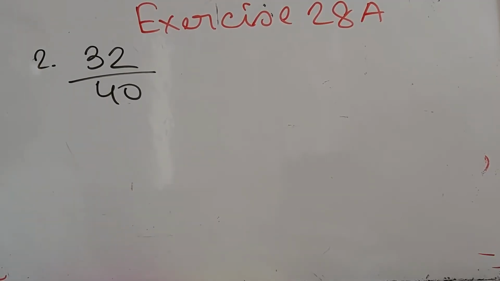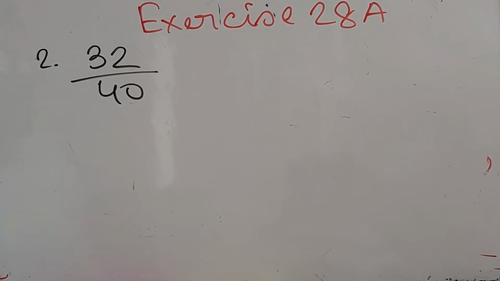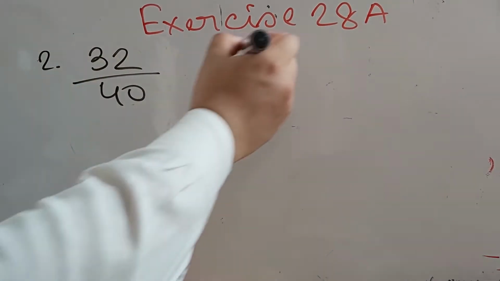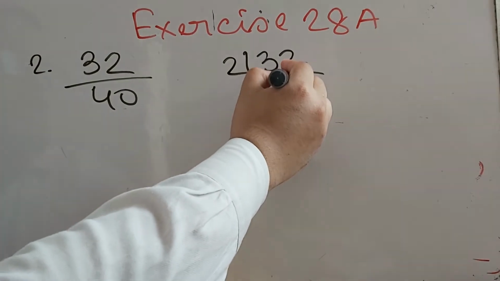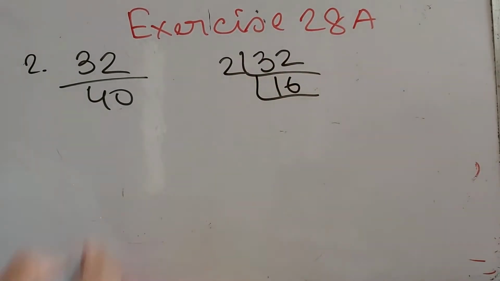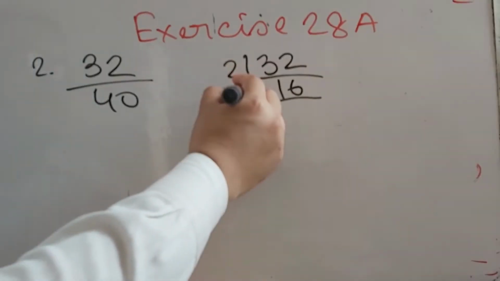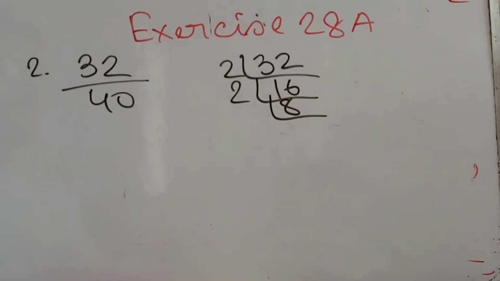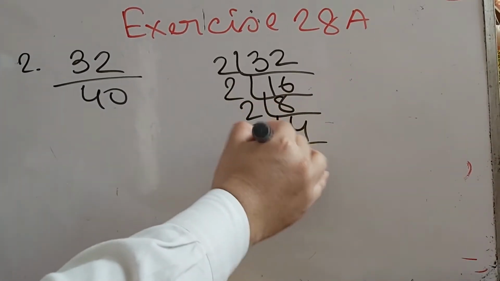So here your answer will be 3 by 4. Number 2, 32 by 40. Another easy way to find the lowest term is finding the prime factors. So you can solve in that way too. 32, we can divide by 2. 2 times 16 is 32. Again, we can divide this 16 by 2. That will be 2 times 8 equal to 16. Again, 2 times 4 equal to 8. Then 2 times 2 equal to 4.